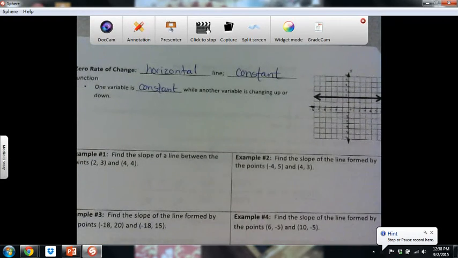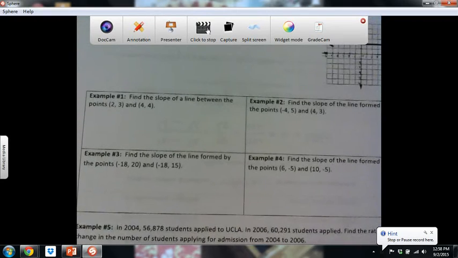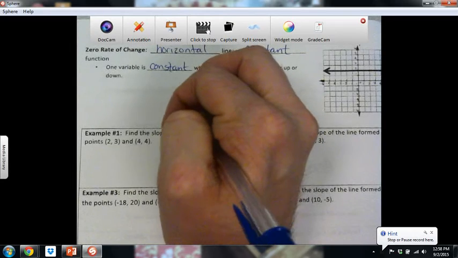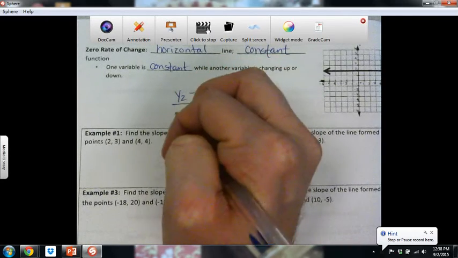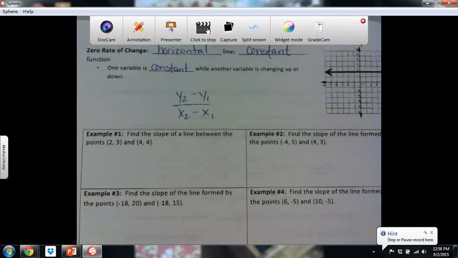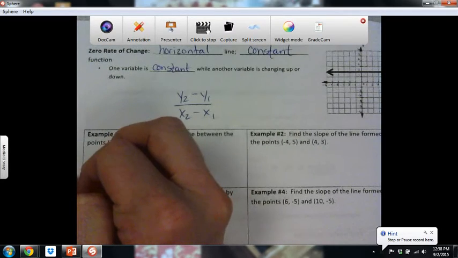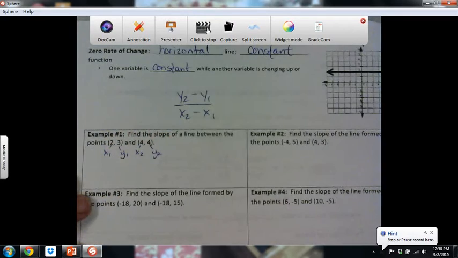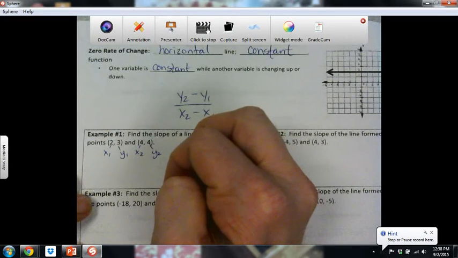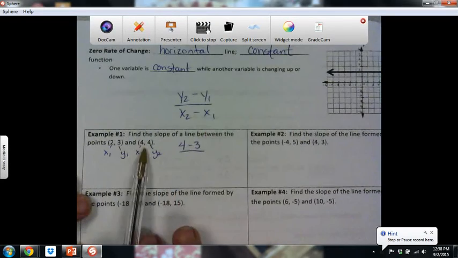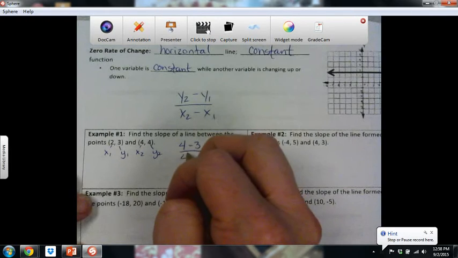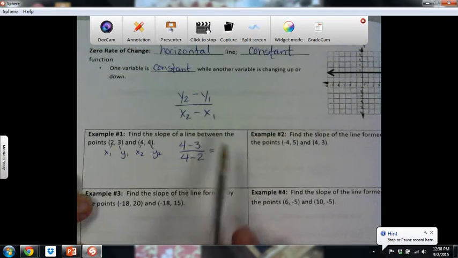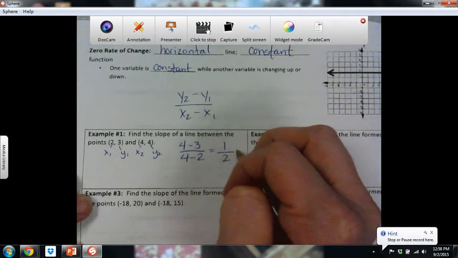Okay? For finding slope, like we do in the next several examples, you're going to use 2 points and you're going to use the equation from the front. And so if you remember that equation, it's the change in y, so y2 minus y1 over x2 minus x1. And so what I do typically is I mark my points. I've got x1, y1, x2, and y2. And that helps me get the right numbers in the right spot. So in this case, I've got 4 minus 3 over, so I took my y2 minus my y1, 4 minus 2, which is x2 minus x1. And then just work it out. 4 minus 3 is 1, 4 minus 2 is 2. And so my slope is 1/2.